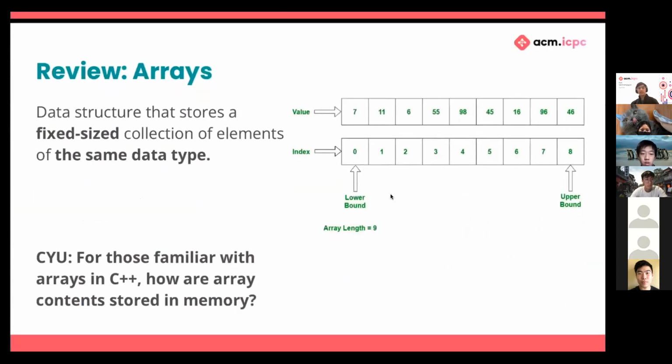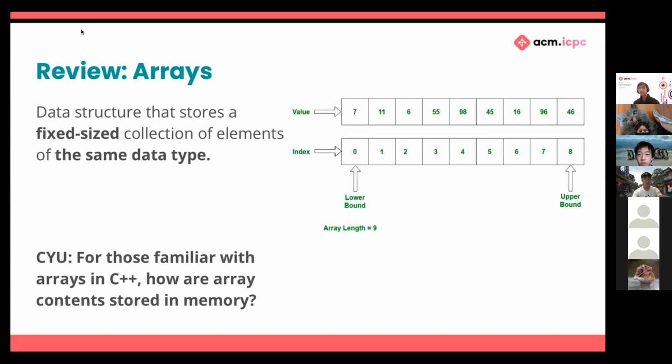So to start off, arrays. Anyone familiar with arrays, how are array contents stored in memory? You can feel free to just go ahead and unmute or drop the answer in chat. Either works. They're stored as a fixed set in the same place. So unlike linked lists and others, it's a fixed block of memory that's all next to each other, and you can access any element with one step.